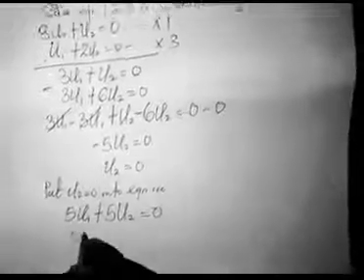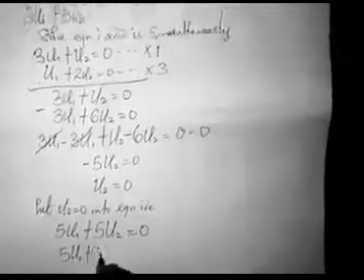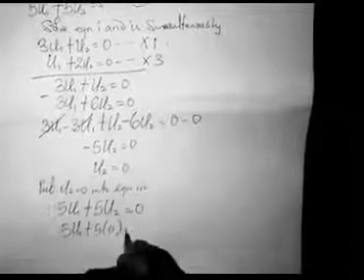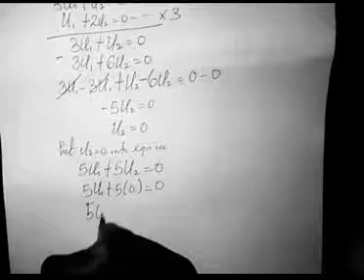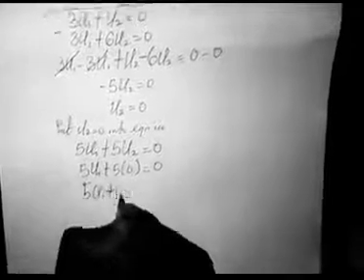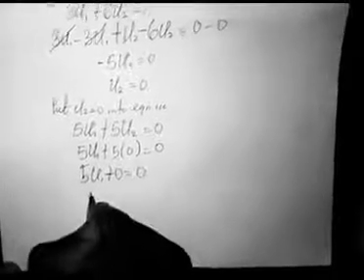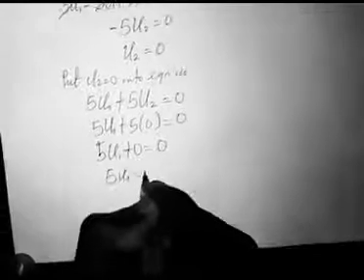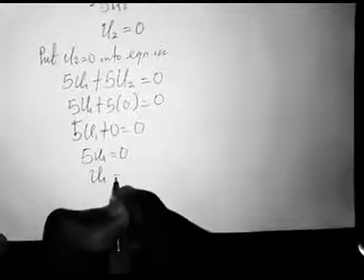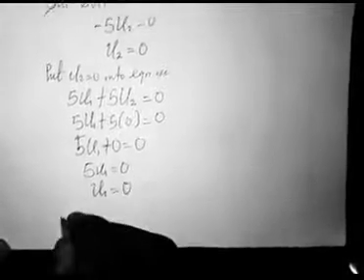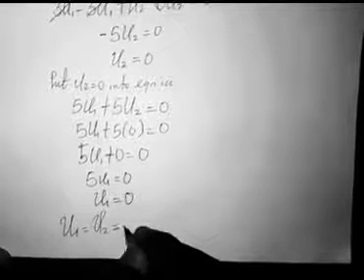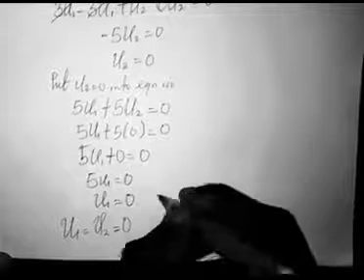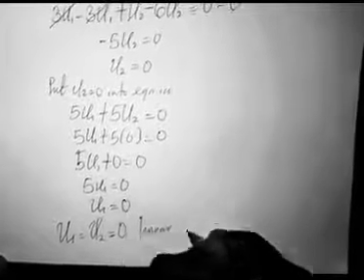So that will be 5U1 plus 5 multiplied by 0 equals 0. That will be 5U1 plus 0 equals 0. And that was 5U1 equals 0, and your U1 is equal to 0. So you can see that your U1 is equal to your U2, and everything is equal to 0. So you say the vector is linearly independent.